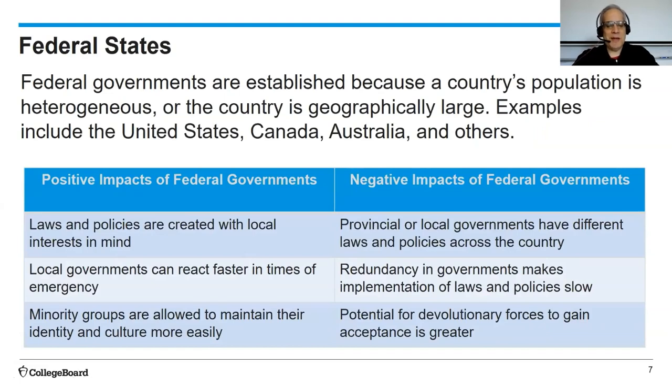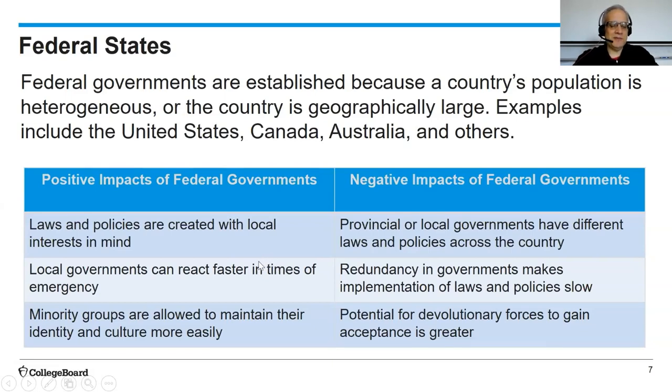Federal governments are established because the country's population is heterogeneous. There's a lot of different types of cultures there, a lot of different people there, or the country is geographically large. Examples include the United States, Canada, Australia, and a few others.